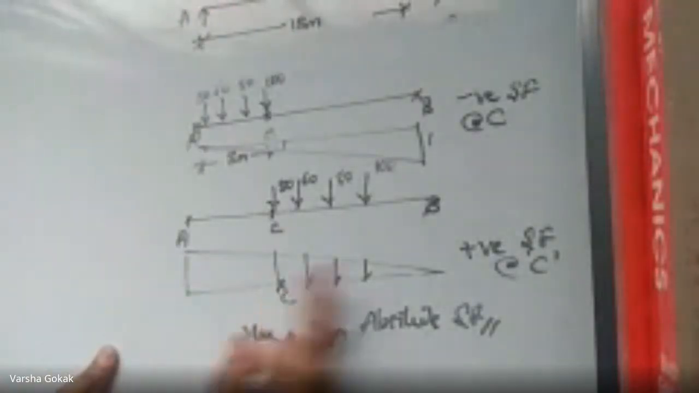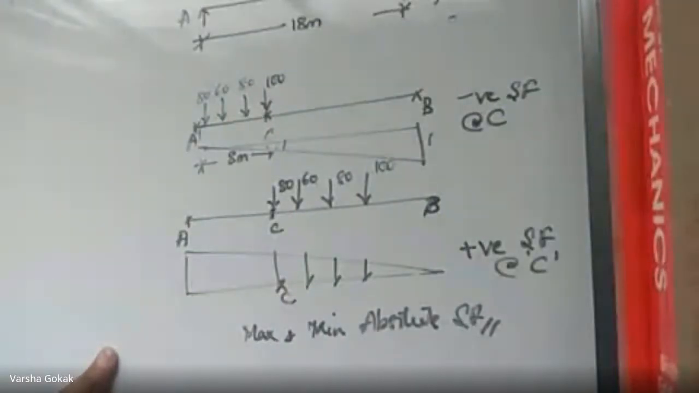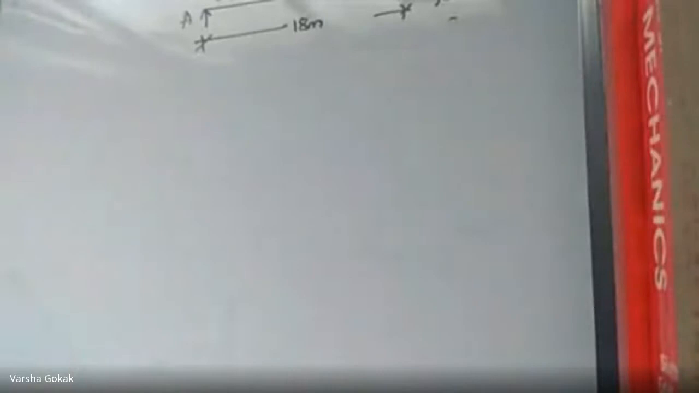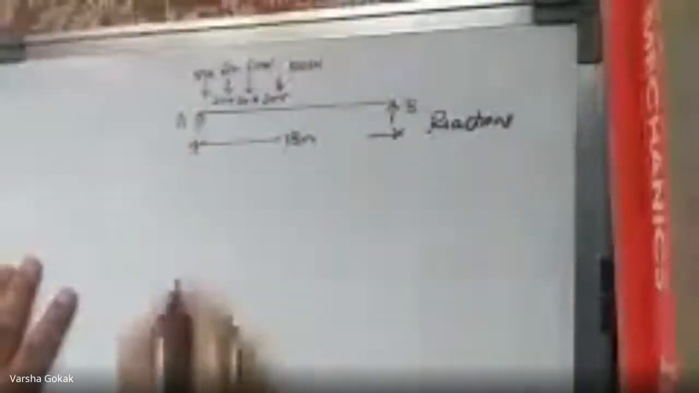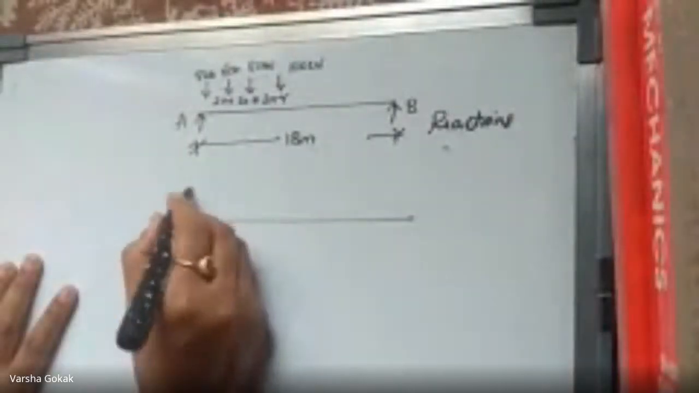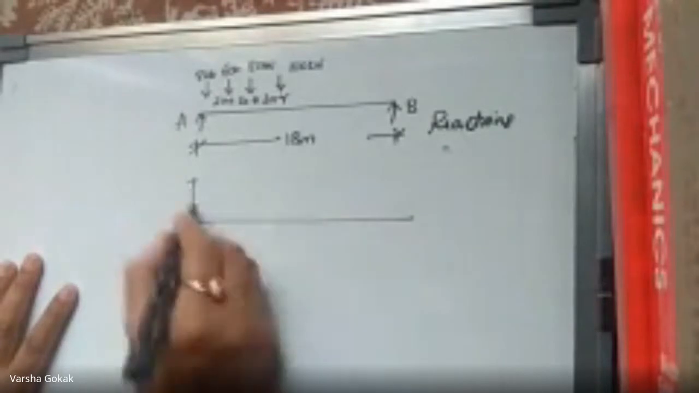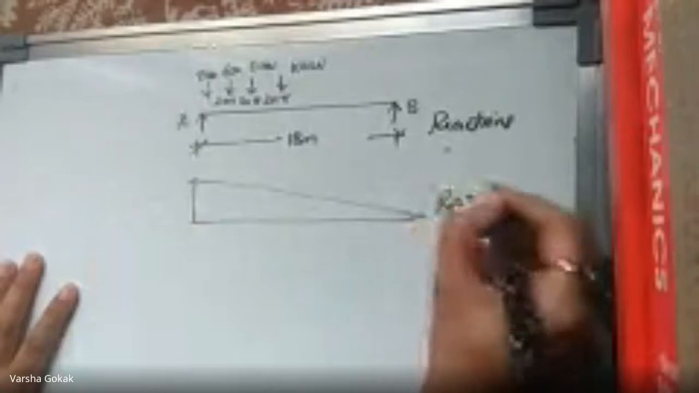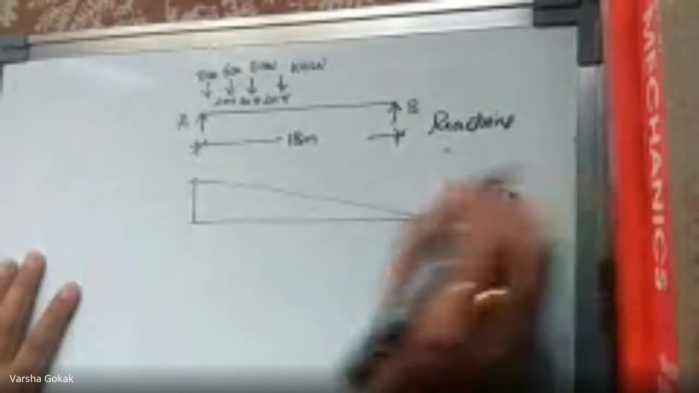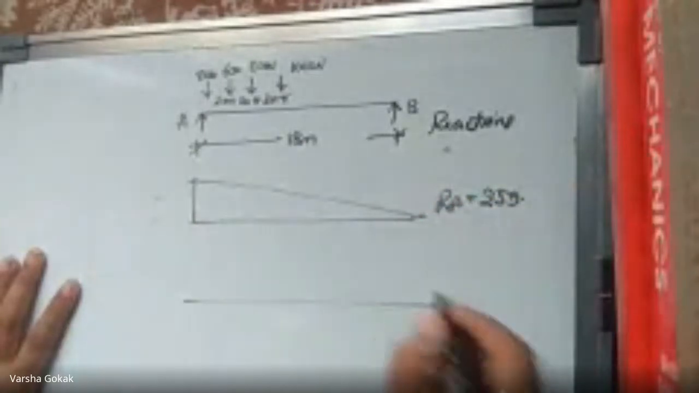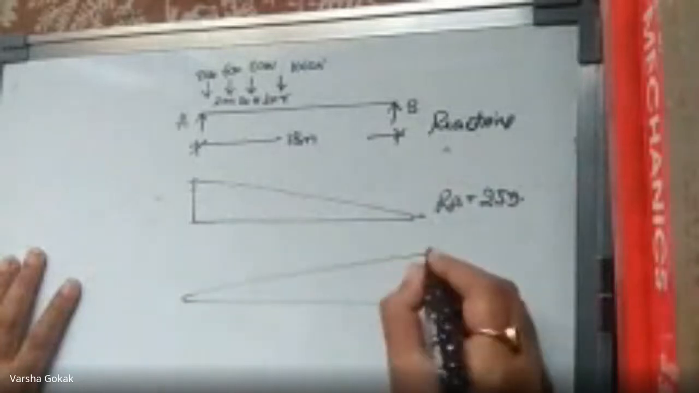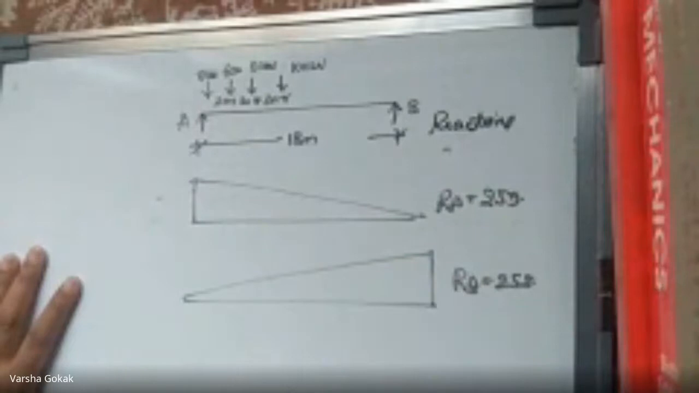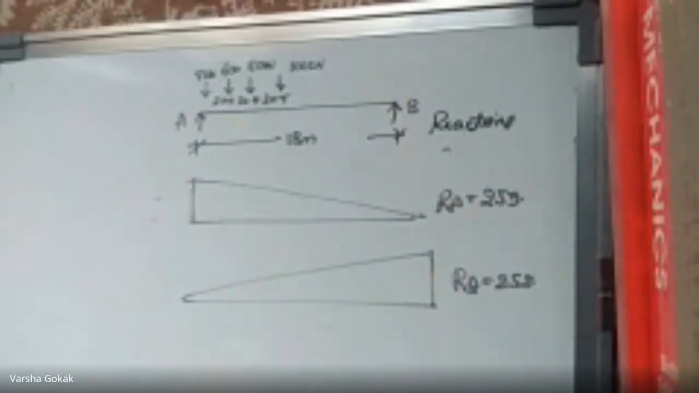If I'm doing at C, I will place them like this. Okay. And they have not asked us at point C, they have not given us any particular point also. Fine. Till now, what we did, we found the reaction RA using this diagram, and we got a value of RA that was 259 point something. And then we found a reaction at RB, which was 258 point something. Correct? We have found the reactions RA and RB.